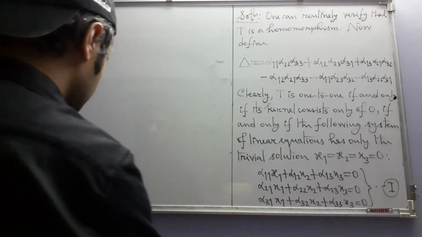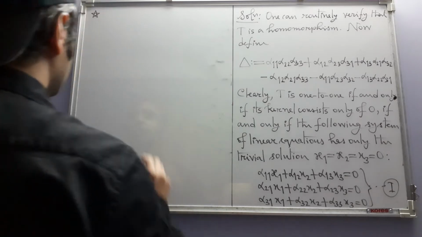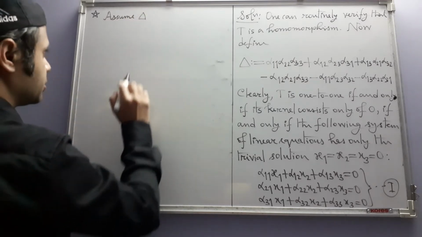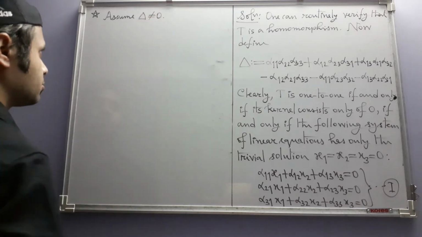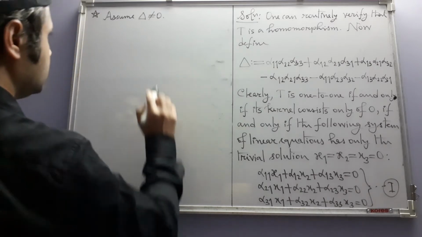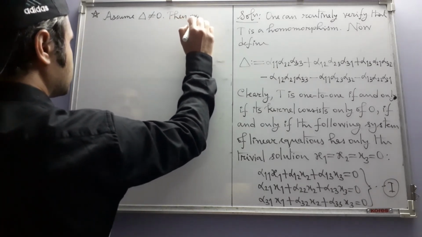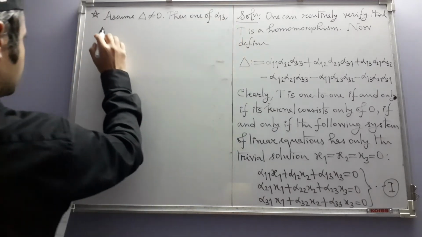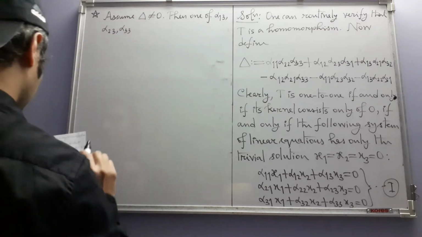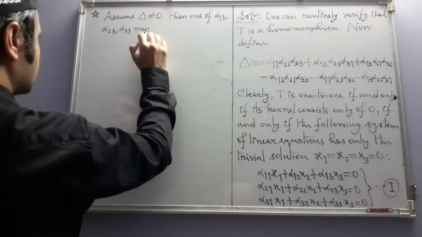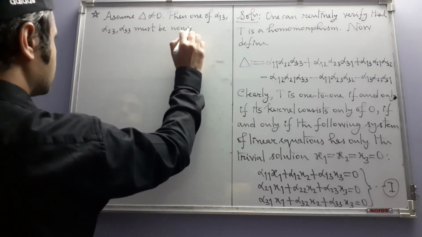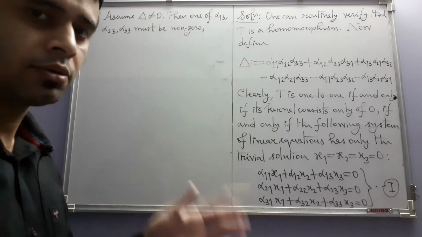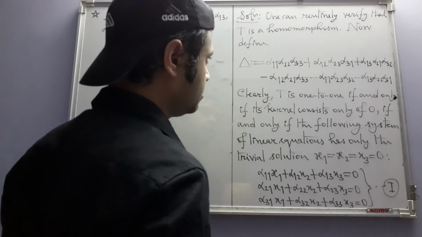Okay, so we are going to start our calculation now. So first we assume that our big delta is not equal to 0. Then one of these things must be non-zero. Alpha 1 3, alpha 2 3, alpha 3 3 must be non-zero. But why? If alpha 1 3, alpha 2 3 and alpha 3 3 are all equal to 0, then delta itself will be 0.